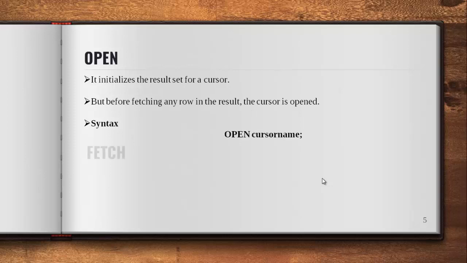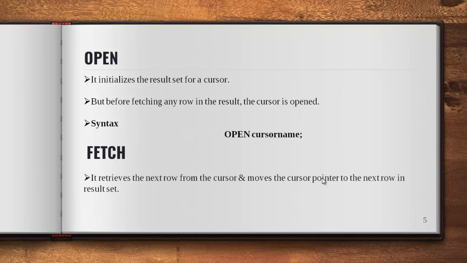After open, the next command is fetch. Fetch means you have to retrieve the records from the result set. So it retrieves the next row from the cursor. So the cursor will point to every row in the table, and the next row it will just fetch and display as a result.